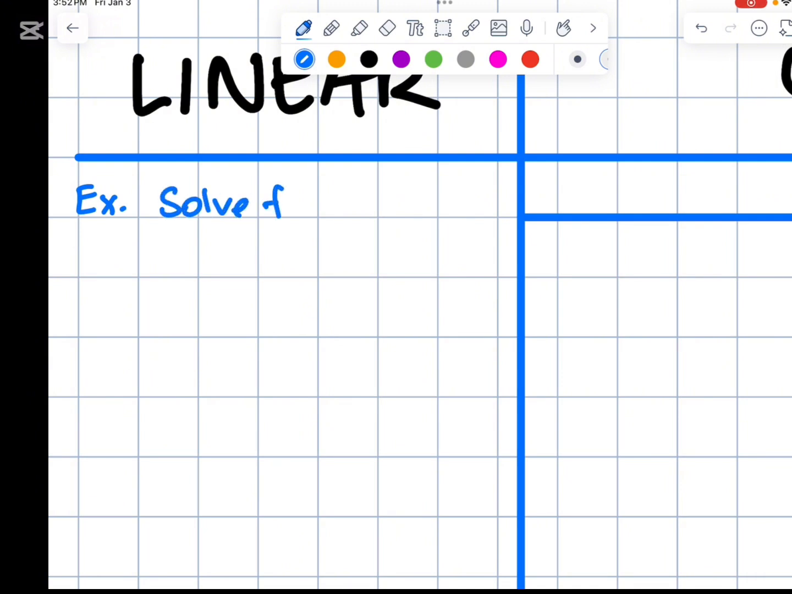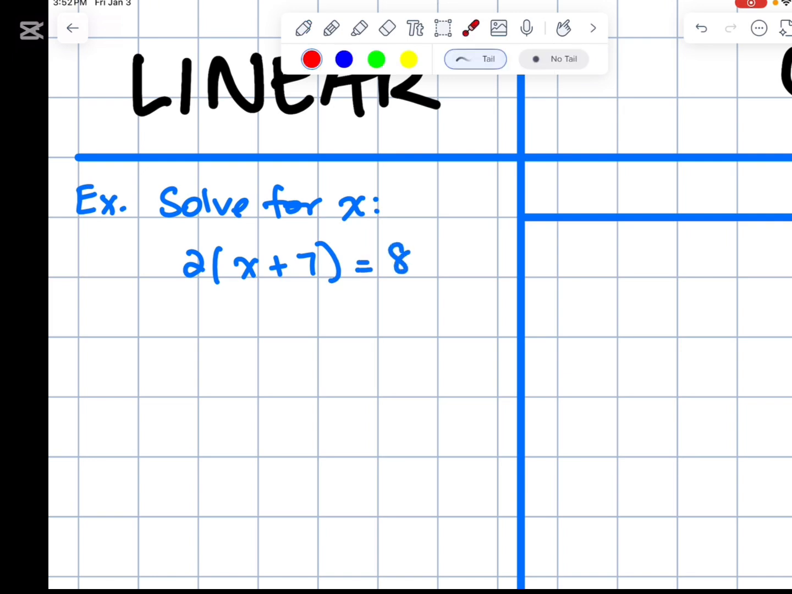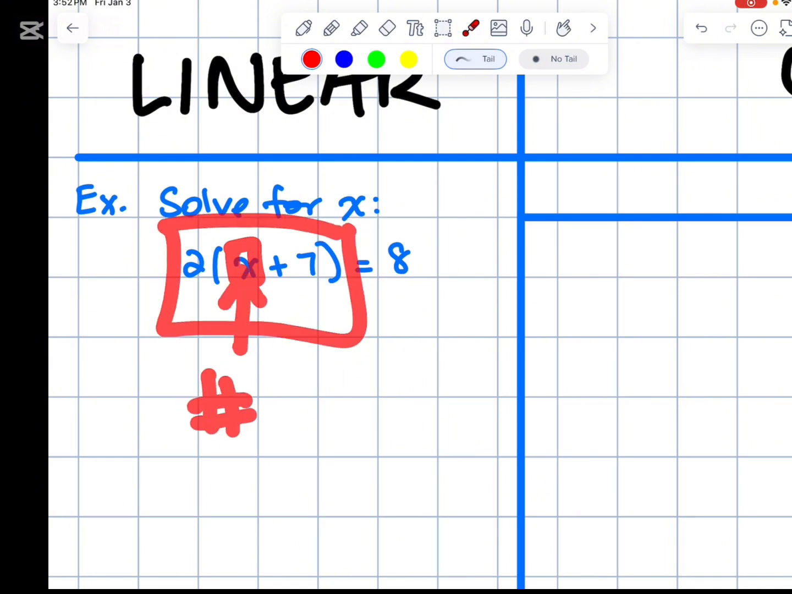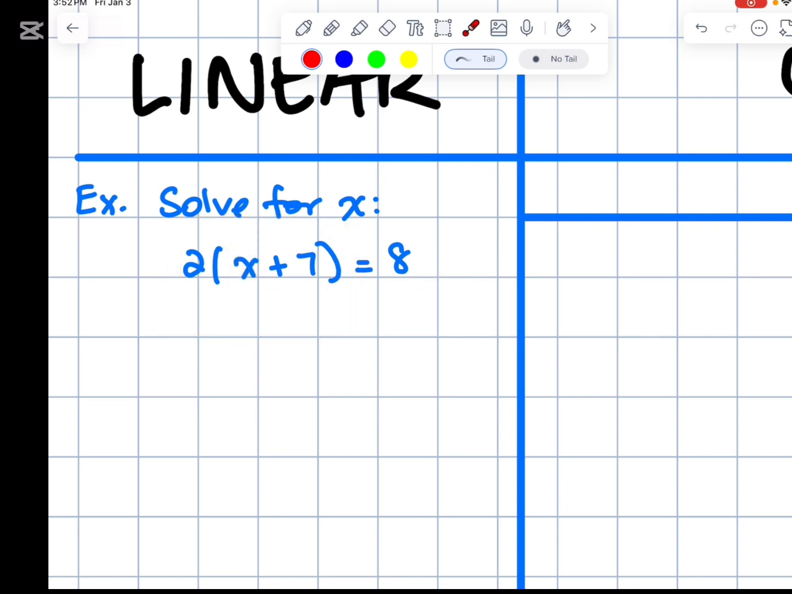Solve for x, and I have 2(x + 7) = 8. Now again, solving means this is a placeholder. What number goes there so that 2 times whatever that number plus 7 is equals 8. That's what solving is. It's different than simplifying, although simplifying is part of the process. But ultimately, you want to say, x equals some actual answer, whether it's a fraction, whether it's positive or negative.